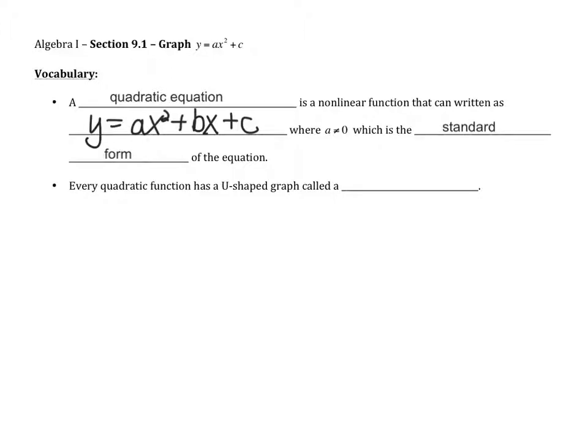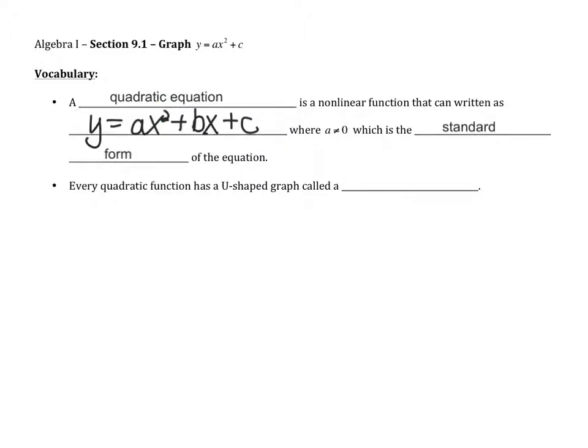So take a look at the equation, y equals ax squared plus bx plus c. The highest power is x squared. And again, a cannot equal 0 because if a was equal to 0, that would take out the x squared term, which would no longer make it quadratic. So a quadratic equation is when the highest power is 2, so like an x squared.